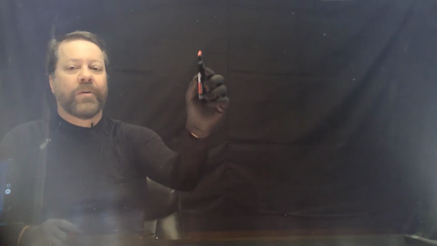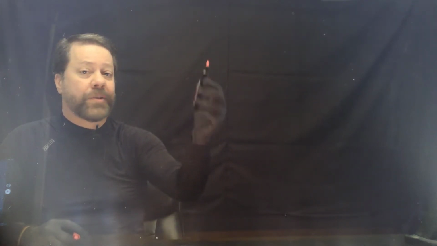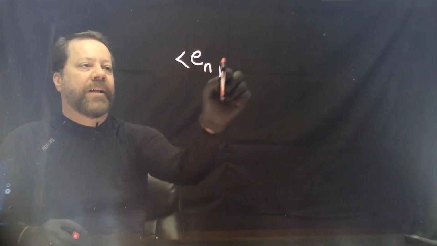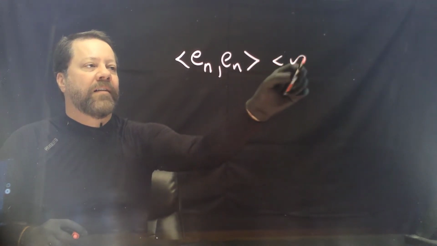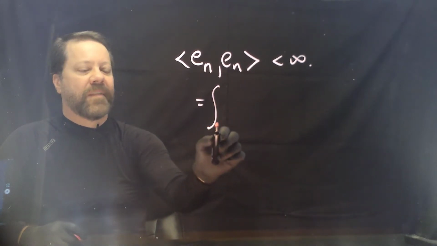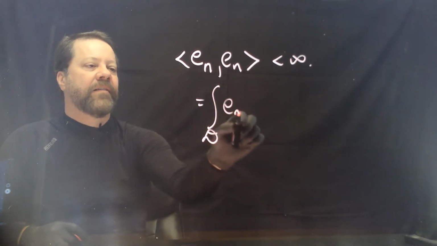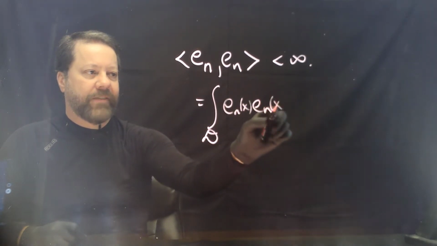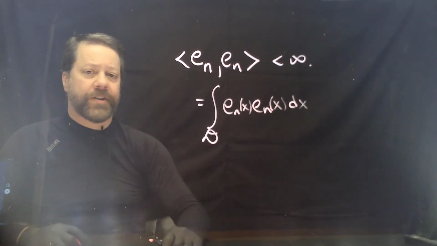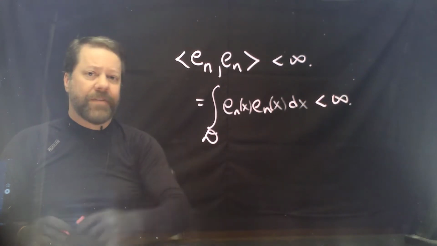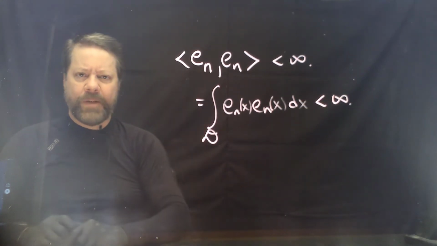L2 convergence is also important in the present context. We're assuming that our functions are elements of the vector space L2 in the sense that each of these vectors must have an inner product with itself that is finite. We're defining that inner product to be the integral over some domain of En of x times En of x. So we're squaring the function and integrating. We're assuming you get a finite result for each of those. After all, these are supposed to be normalizable.